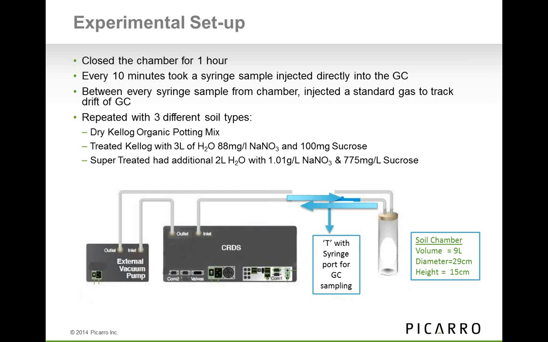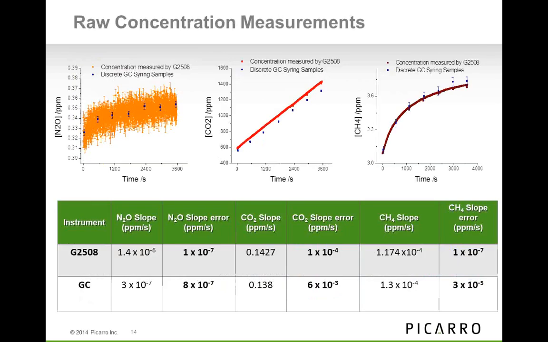So now we can look at what the actual data came out looking like. These in the orange, red, and brownish colors are the concentration measurements measured from the G2508. And then the small blue points are the discrete GC samples. So we can actually see that the cross-calibration measurements stack up really well with each other.